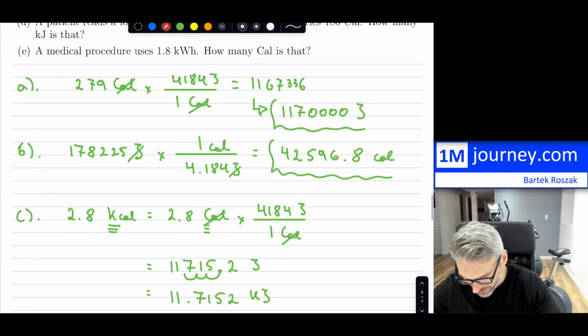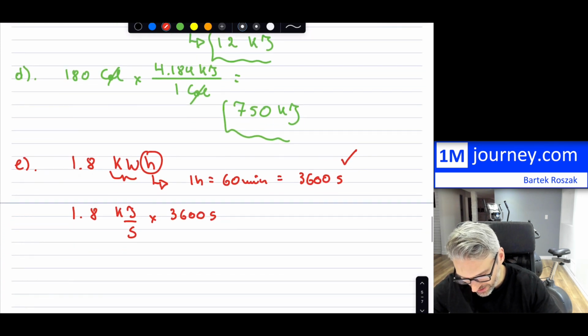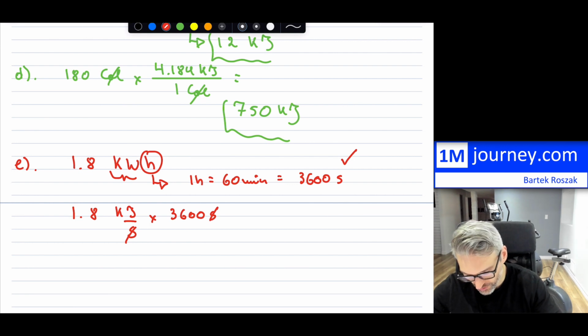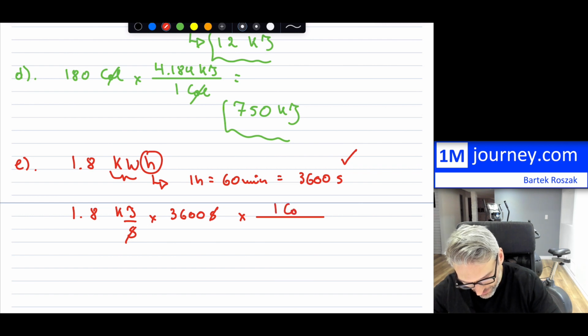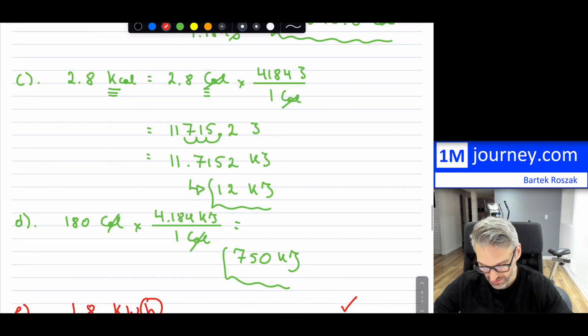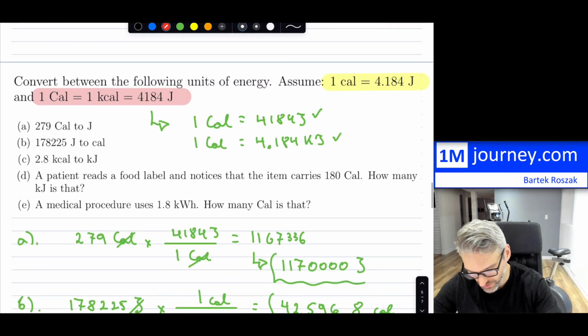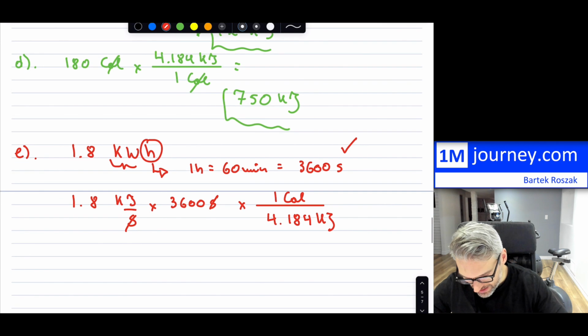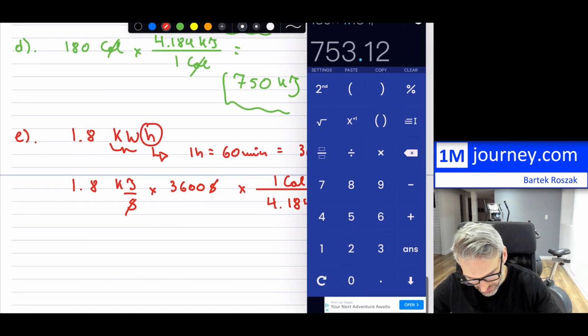Then they want this in calories. So the seconds are gone. Notice I put it into kilojoules. So now I have to get rid of the kilojoules. And 1 capital Calorie is 4.184 kilojoules. And that's what I just did in the previous example and explained over here. All right, so that's what you saw right there. So that is it. So now let's punch all of this in the calculator.